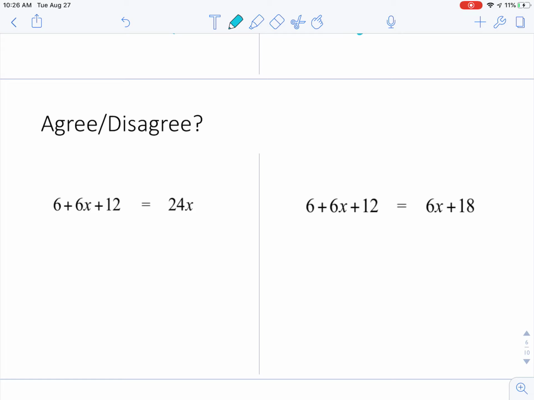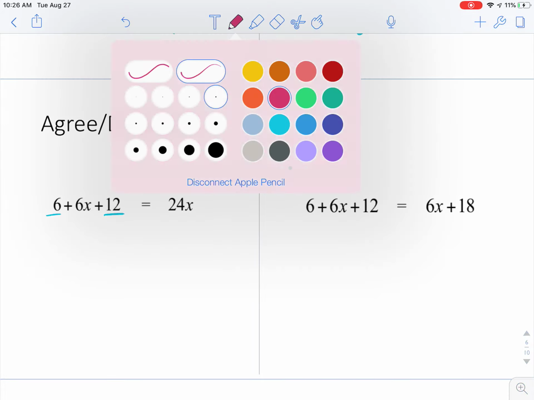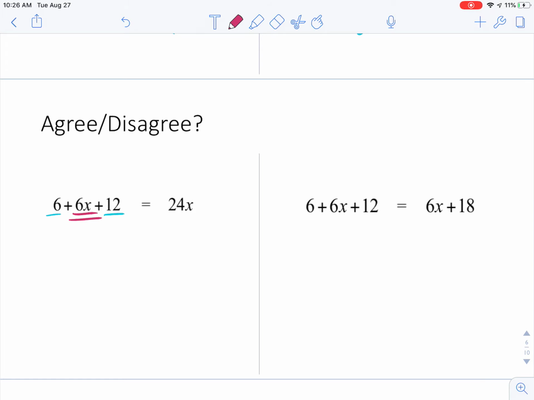All right, so for these, you notice it's the same problem on the left and the right. In this problem, we have 6 and 12. 6 and 12 are both constants. They have no variables, which means they're like terms. Constants are always like terms. Then you have 6x, which is not a like term to the 6 and the 12 because it has an x. So we can put the 6 and 12 together to make an 18, but the 6x can't combine with that 18 to make a 24x.